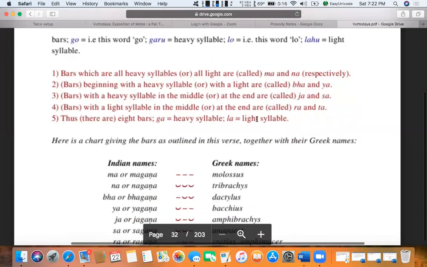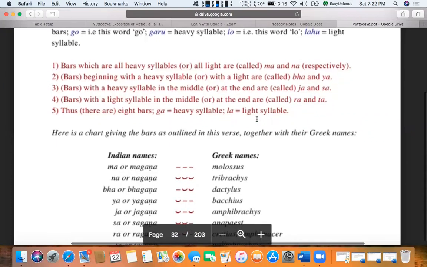Then we should clarify what is called a heavy syllable and what is called a light syllable. First, let's go to the light syllables. Light syllables are the short vowels. There are three short vowels in Pali: A, I, U. So these three short vowels are called light syllables. And then when a consonant is joined with those light syllables, the joined letters are also called one light syllable.